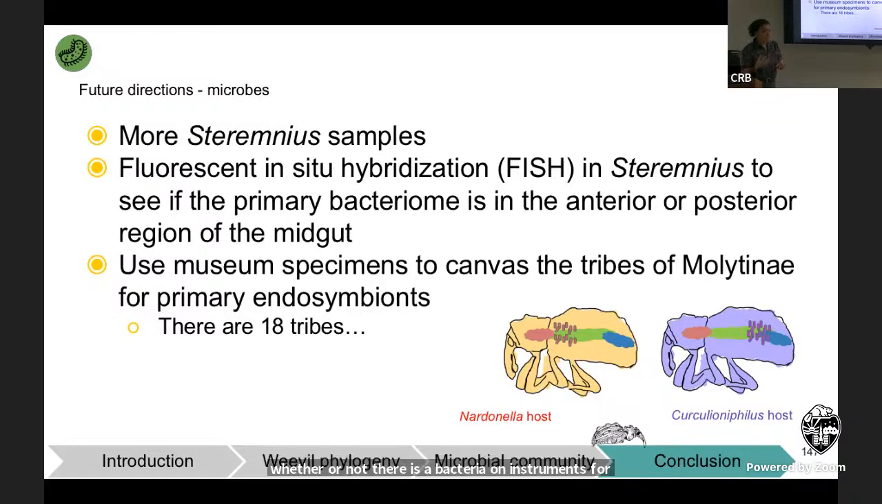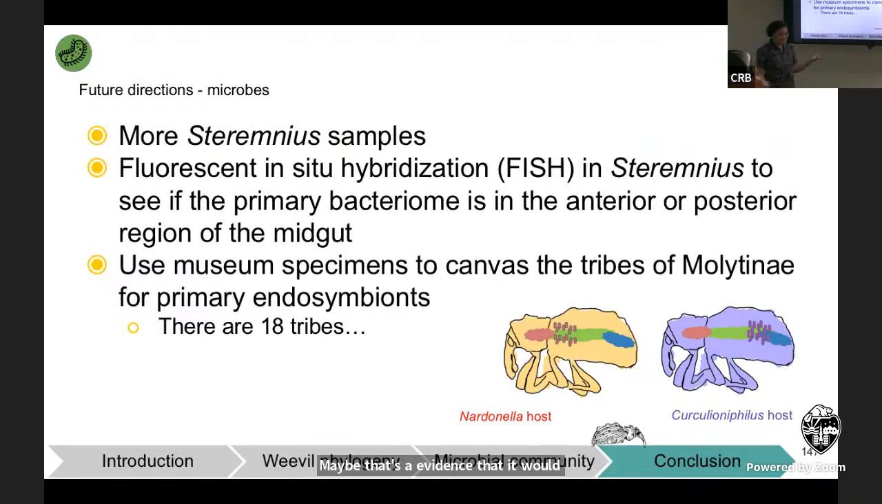Because it might help us to identify what endosymbiont that is, because if it was in the more anterior bacterium, maybe that is evidence that it would be Sodelis. And if it's in the more posterior bacterium, maybe that's evidence that it would be Curculionophilus.